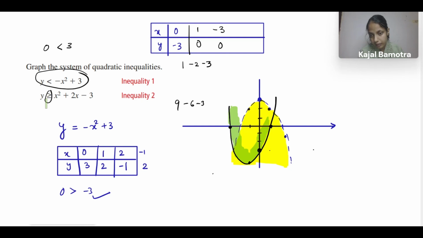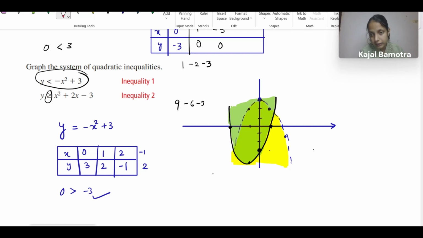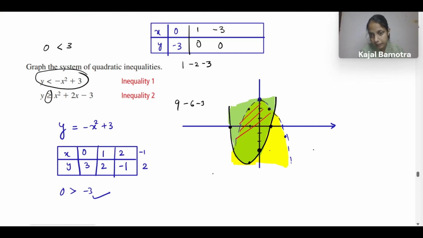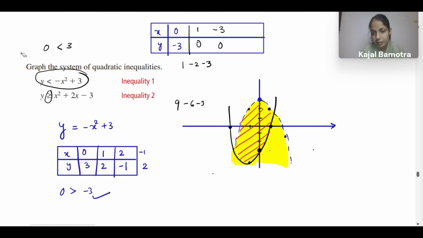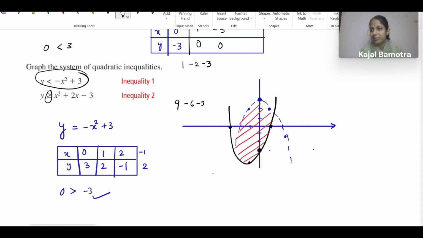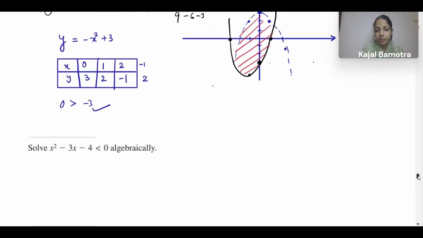Once you're done with this, now we have to find a common answer. What is the common answer? The common answer is this. This part is the common solution, and that is the actual answer. The remaining you can erase as you get the required region. Done. Let's see the next one.